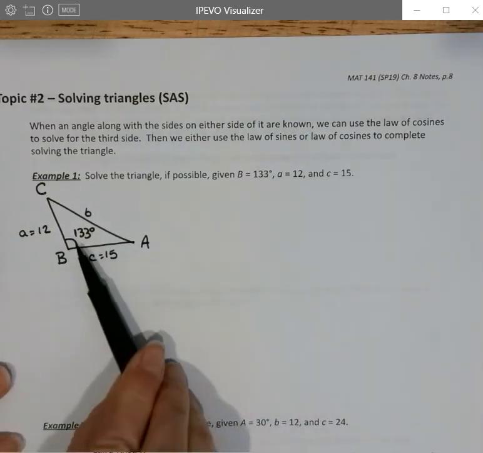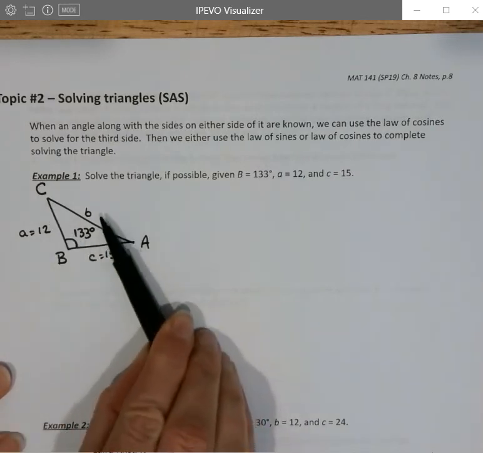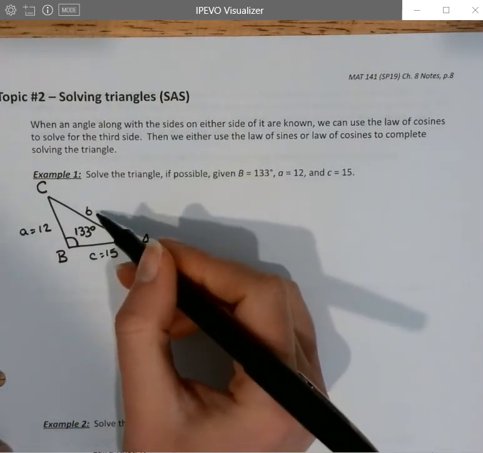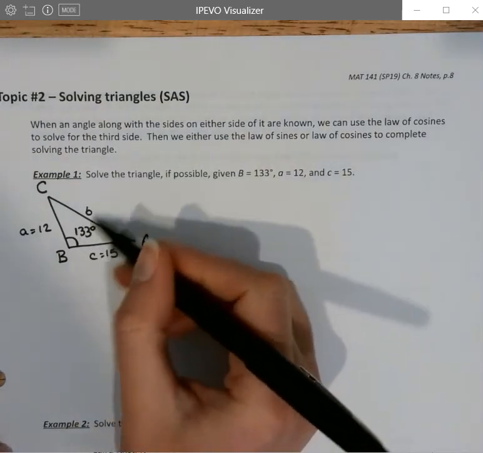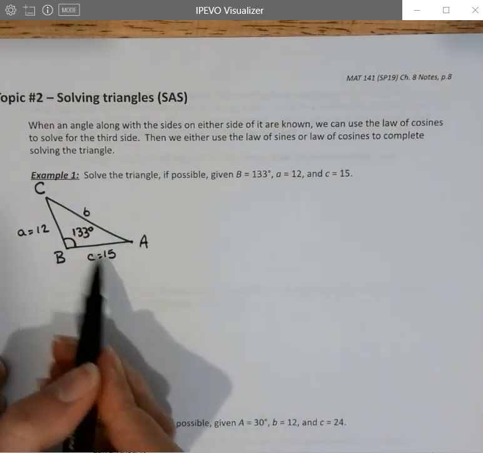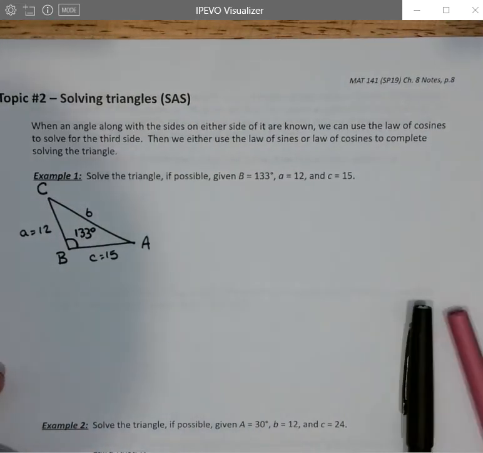Now, with only one angle, I cannot find another angle first. I'm going to have to go for this side using the law of cosines. I can't do law of sines because I don't have a pair to work with where I know both values in any of the pairs. I don't have a pair for C, a pair for A, or a pair for B, so law of sines won't work, but law of cosines will.